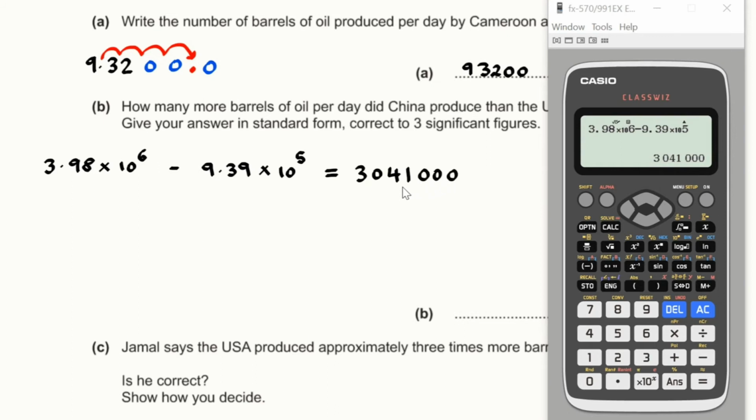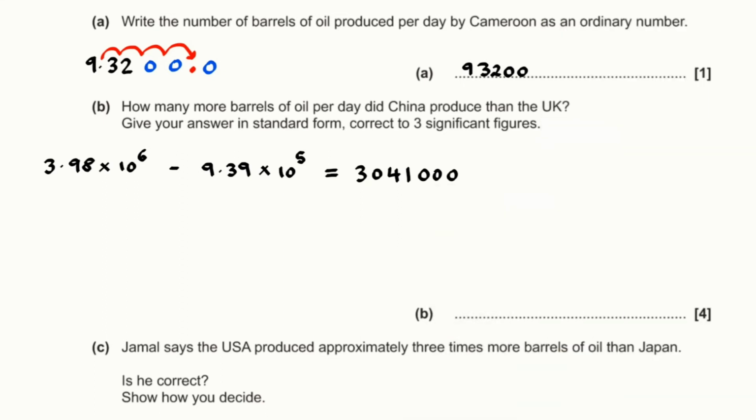3041000. And now we need to give this in standard form to three significant figures. Well, we're going to be moving the decimal place here 1, 2, 3, 4, 5, 6 to the left. So we end up with 3.041 times 10 to the power of 6, which to three significant figures is 3.04 times 10 to the power of 6.